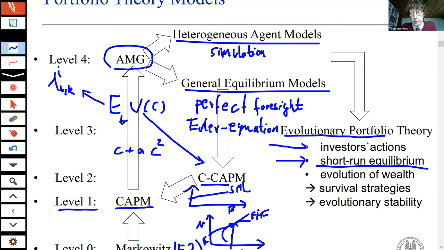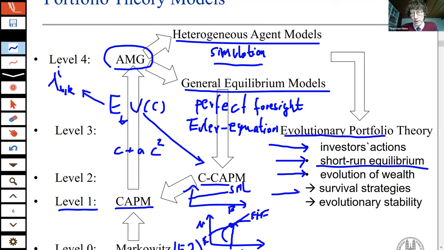Moreover, we describe the interaction of the actions of the investors. We don't care about the intentions, whether they maximize utility, whether they apply heuristics, whether they do mean variance. We don't care for the evolution of which strategy will be better. It matters what the strategies are doing and not out of which motivation the strategies have been chosen. And then the third idea is the evolution of wealth. You want to look at how wealth is multiplying over time. This is also done in heterogeneous agent models.